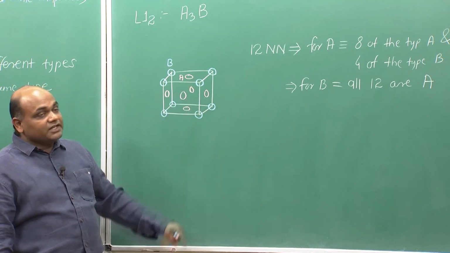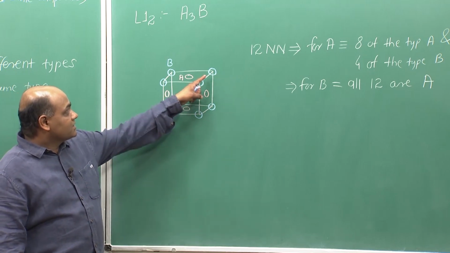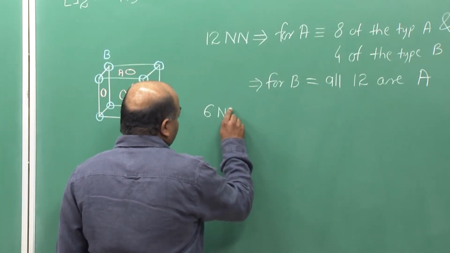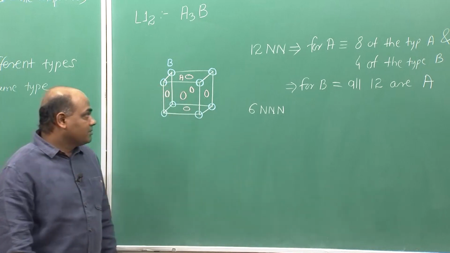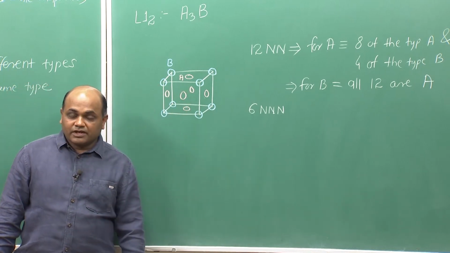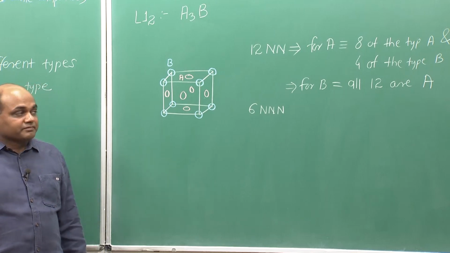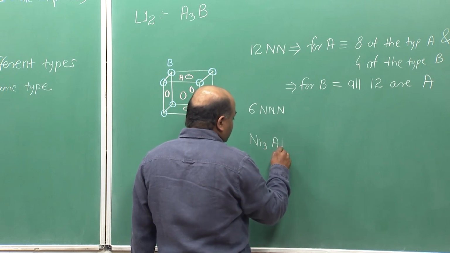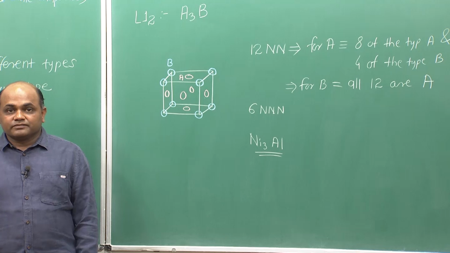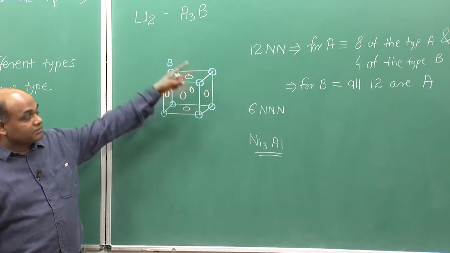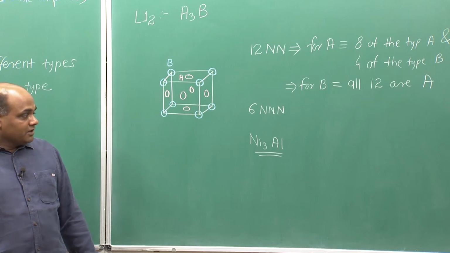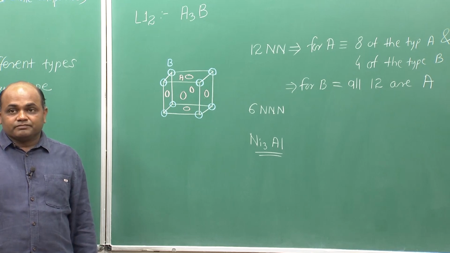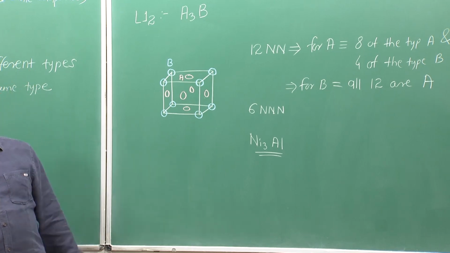Now, if you look at the next nearest neighbors, again there are 6 next nearest neighbors for any atom. So, we have 6 next nearest neighbors and all of them you can see are of the same type. Right. The example of this type of crystal structure is Ni3Al. It has the stoichiometry of the type A3B, 3 nickel atoms and 1 aluminum atom per unit cube. So, this is the L12 type of structure.